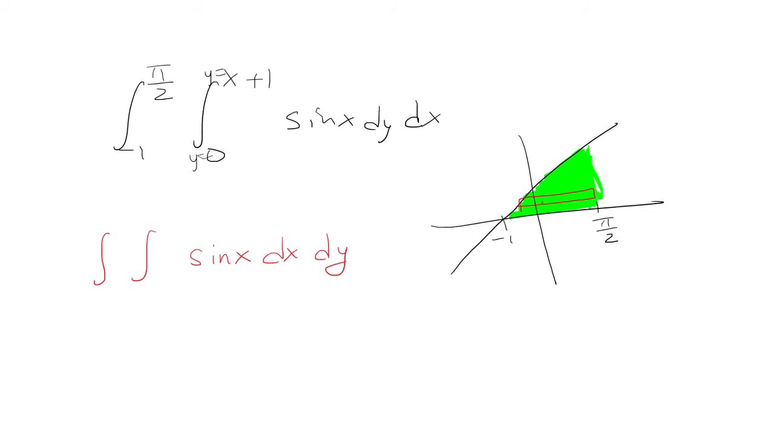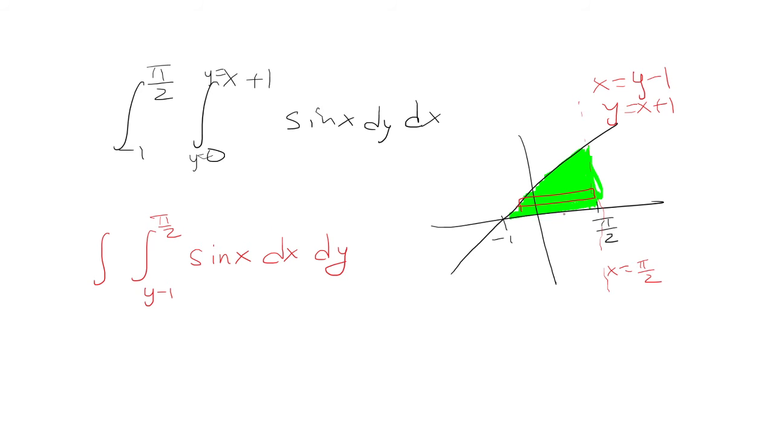So the left function is y equals x plus 1, but you want to solve it in terms of x. So that means x is y minus 1. That goes down here. And then to the right is basically, you think of this as like a line, x equals pi over 2. So that's pi over 2.